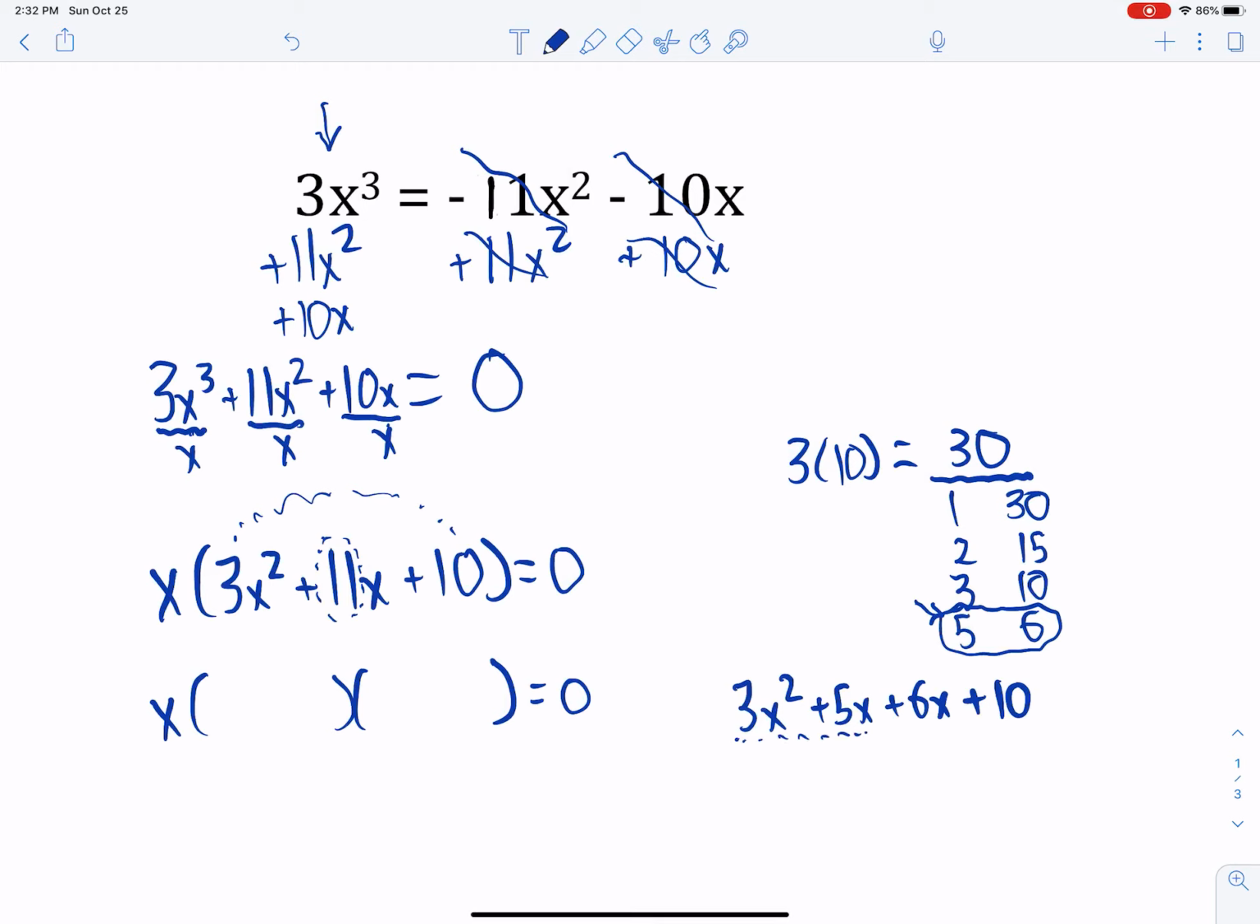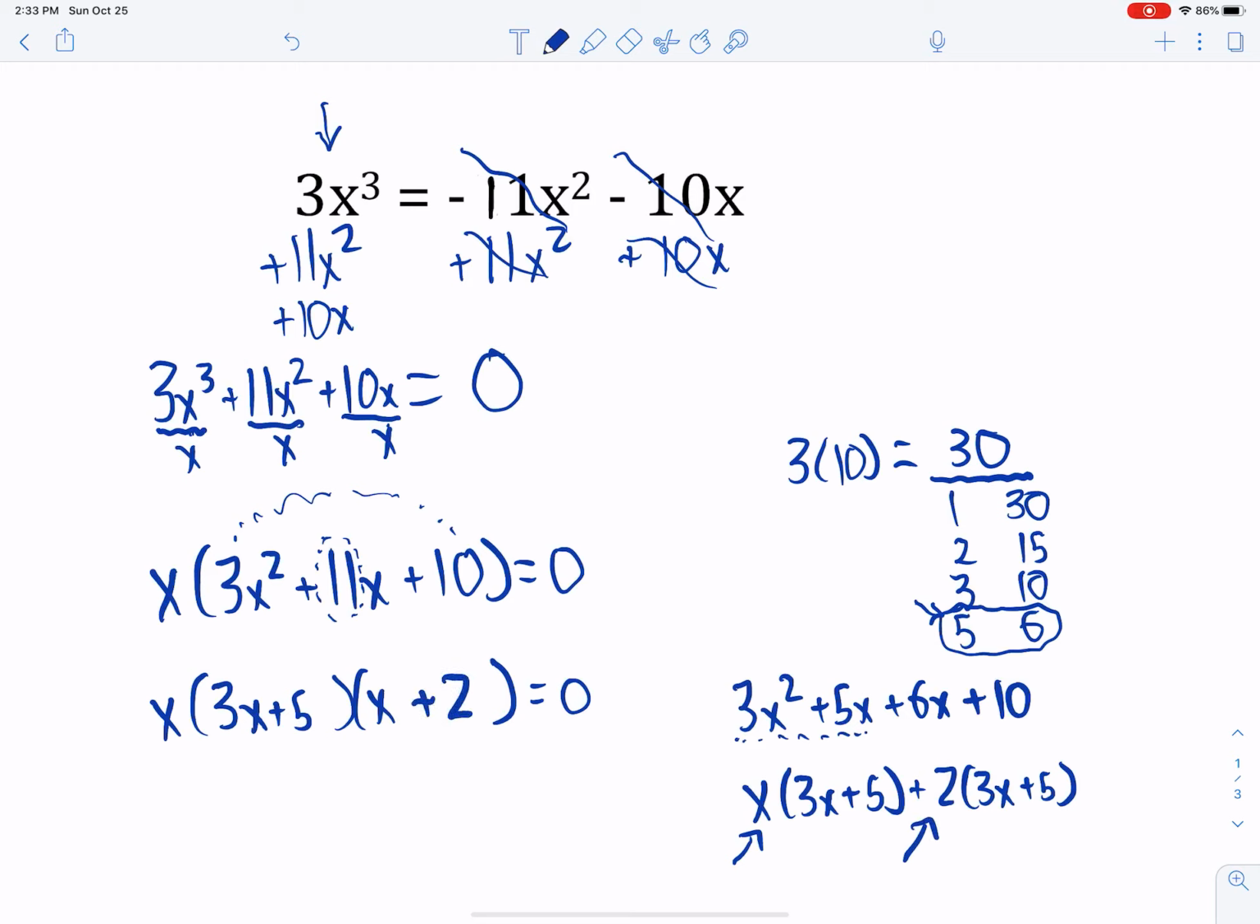From the first group, 3x squared plus 5x, we would factor out an x, and we're left with 3x plus 5. From the next group, 6x plus 10, I can factor out a 2, and I'm left with 3x plus 5. So we can take that 3x plus 5, put it at the front, and then from the first group, we have an x left over. From the second group, we have a plus 2 left over.